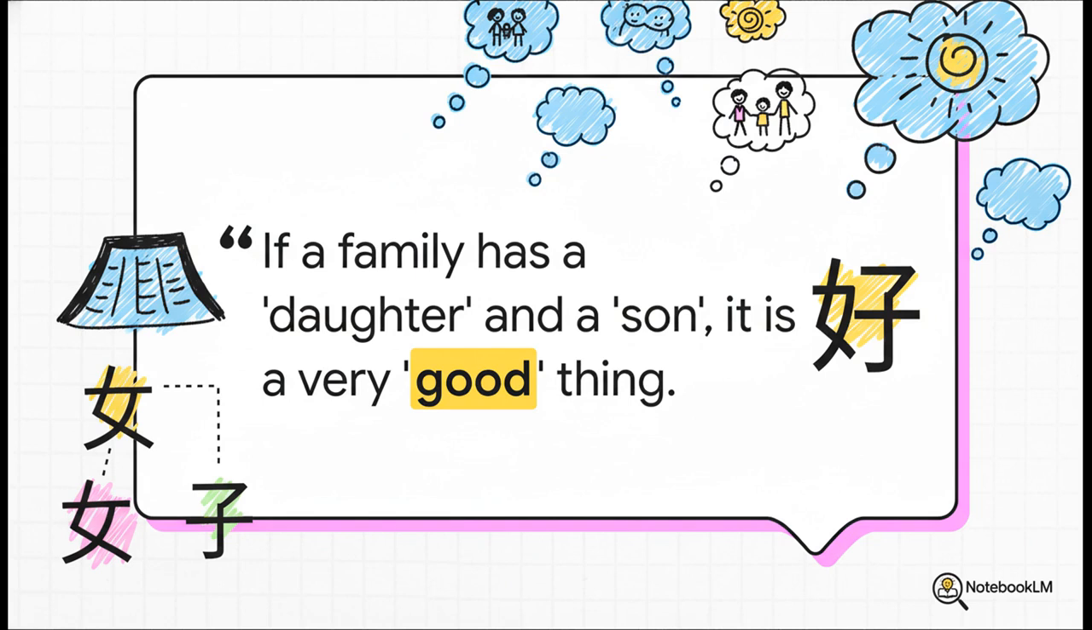In traditional Chinese culture, it was believed that a family with both a daughter and a son was, well, it was considered complete, a very, very good thing. So a girl plus a son equals good. See what I mean? All of a sudden, it's not just some random drawing anymore. It's this tiny little story that's almost impossible to forget.